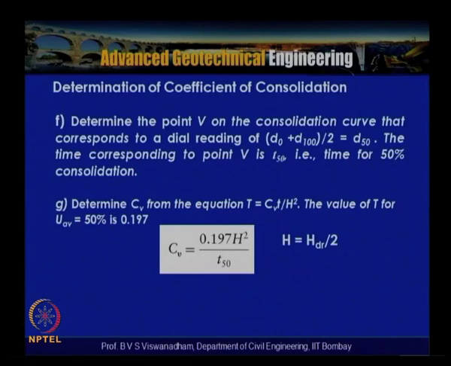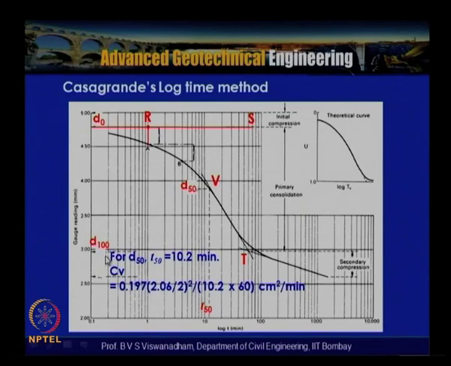So from the graph, what we do is simply measure T50. Once we get that, knowing the thickness of the sample divided by 2 in case of double drainage, we can get the Cv value. As an example, let us say for D50 the time shown here is 10.2 minutes. So Cv can be obtained as 0.197 into (2.06 by 2), that is, the thickness of the sample divided by 2, whole squared, divided by 10.2 into 60. Then we will get the coefficient of consolidation in centimeter square per minute.